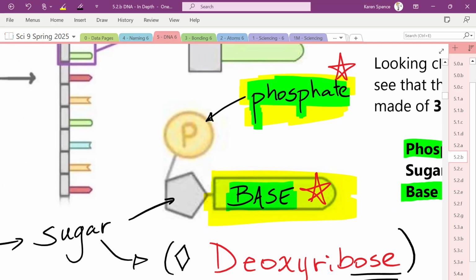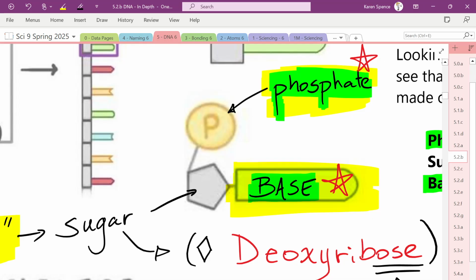is the sugar. Okay, and if you're interested in doing the enriched, that particular type of sugar is called deoxyribose. But if you're not interested in doing the enriched, you don't need to know that.